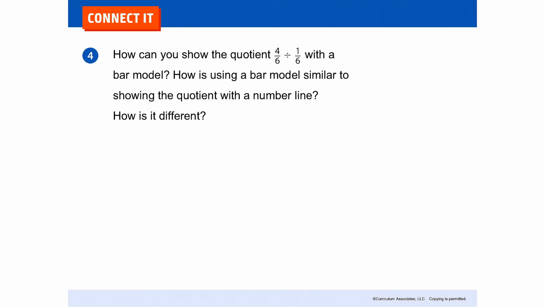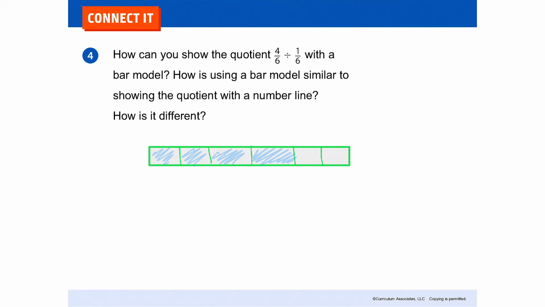Okay, and so number 4 is asking us, how can we show the quotient of 4/6 divided by 1/6 with a bar model? So we used a number line. Let's go ahead and look at it in terms of sixths. So 4/6 is not 1 whole yet. So what we can do is we can draw, let's do green. So we know that we're working with sixths. So I'll do 3 first, 1, 2, 3, and then cut those in half. And now we have sixths. They're not beautiful. You'll have to excuse my drawing. Okay, and then we have 4 of those.